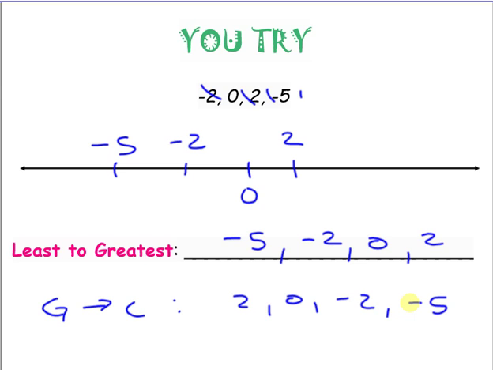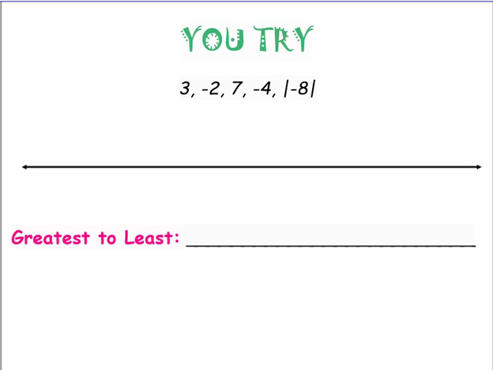So it asked you to go from least to greatest, but I included both situations here so you could see both. Once you put them on the number line, you're going to go least, and that's going to be smallest to greatest, which is biggest. So negative 5, negative 2, 0, and 2. But if I asked you to go from greatest to least, you would start over here, 2, 0, negative 2, negative 5. All right, you go ahead and try this one.